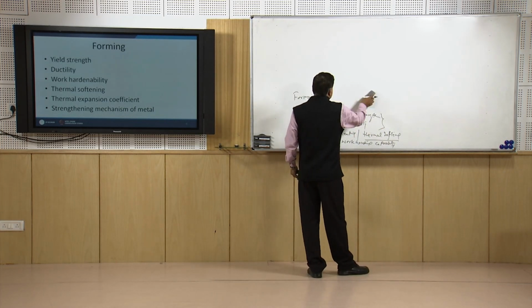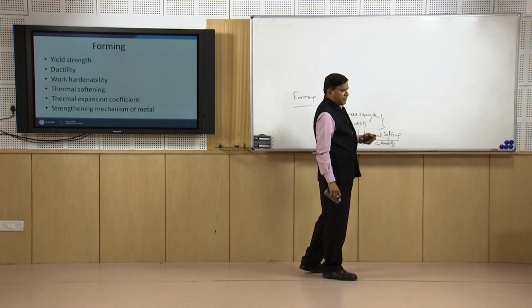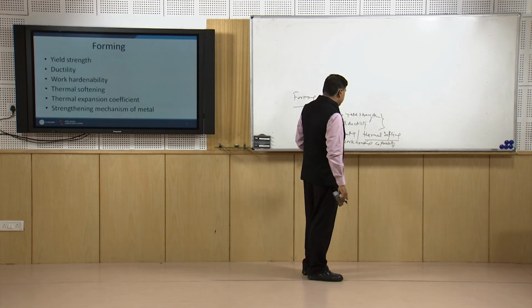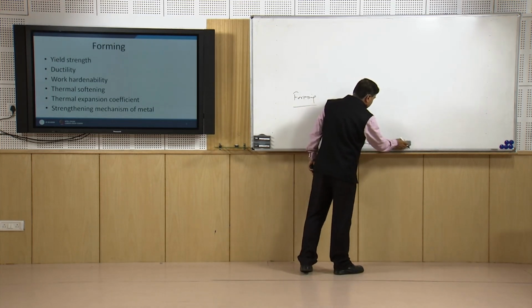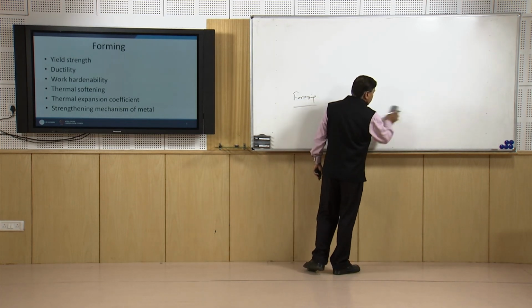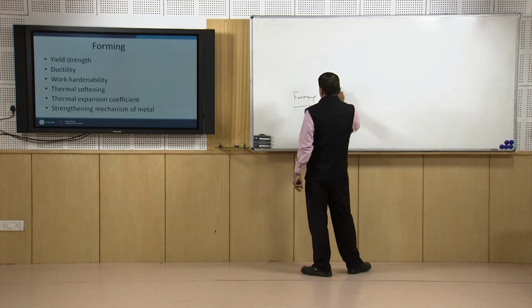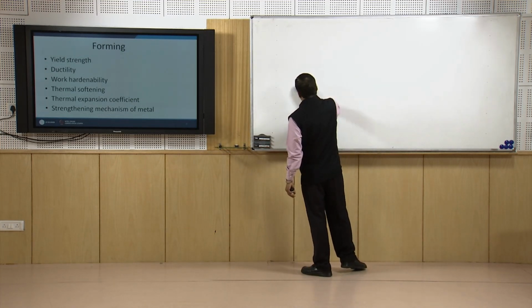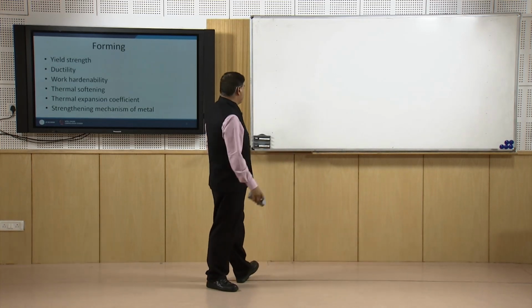Super alloys also get work hardened very rapidly during the deformation, and that makes the process difficult. So, the work hardening ability or work hardening behavior of the material also affects the success of the manufacturing process by the forming processes.